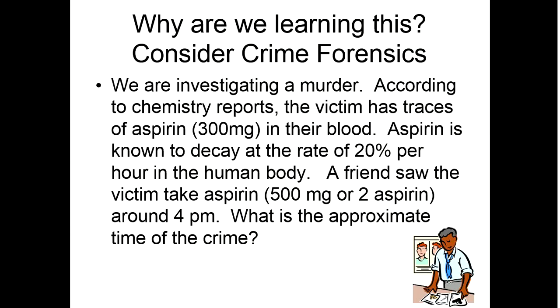According to chemistry reports, this victim had traces of aspirin, which was 300 milligrams, in their blood. Aspirin is known to decay at a rate of 20% per hour in the human body. A friend of the victim saw the victim take 2 aspirins, which is 500 milligrams each for the 2 of them together, around 4 p.m. So we need to know what's the approximate time of the crime.